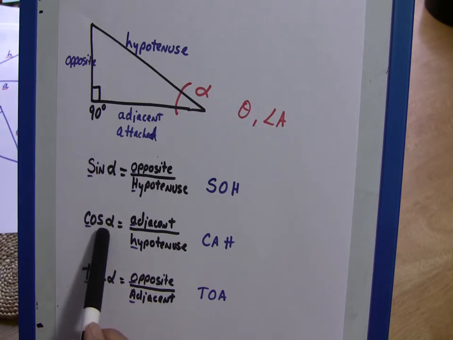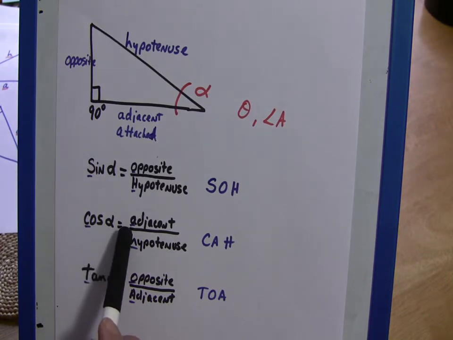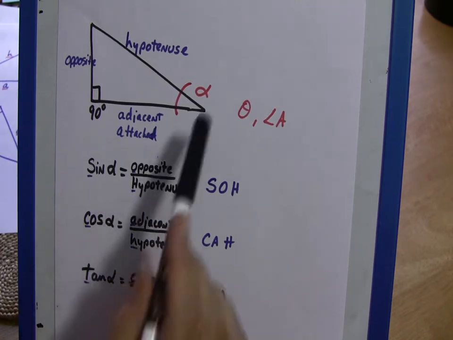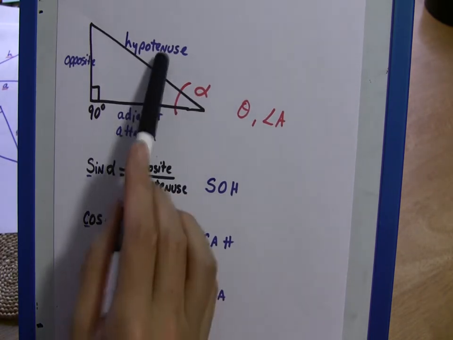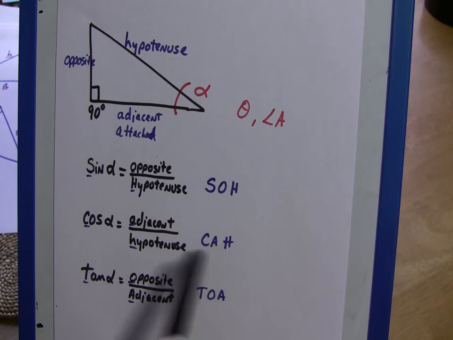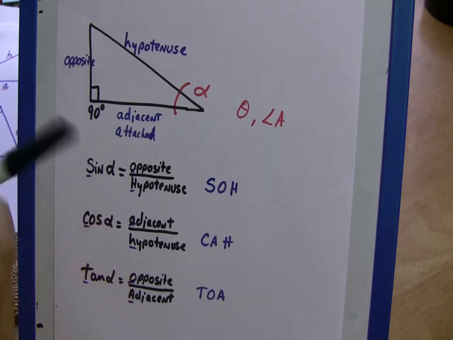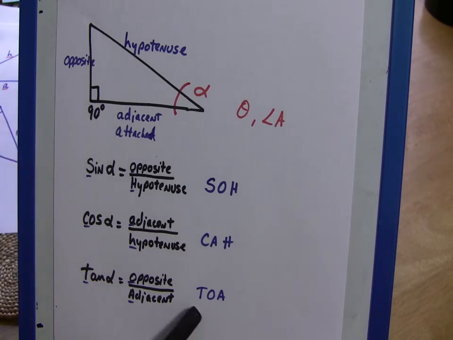The cosine of alpha is the adjacent side over the hypotenuse. So adjacent over hypotenuse, and that would be CAH. And then the tangent of alpha is the opposite side over the adjacent side. And this is where we get TOA from.